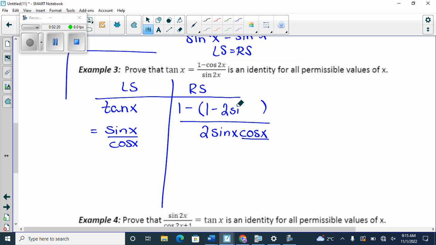And this is why I put it in brackets. Because if there's a binomial that falls behind a minus sign, that negative sign has to go to both, right? So I'm actually going to get 1 minus 1 plus 2 sine squared x over 2 sine x cos x.